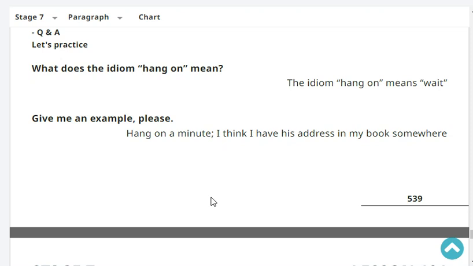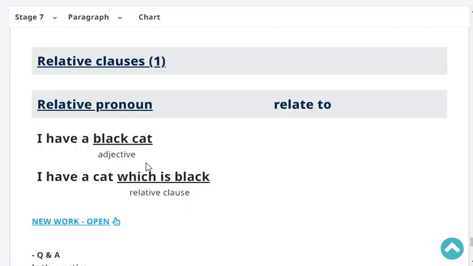Wait, what does the idiom hang on mean? The idiom hang on means wait. Give me an example, please. Hang on a minute. I think I have his address in my book somewhere. Very good.